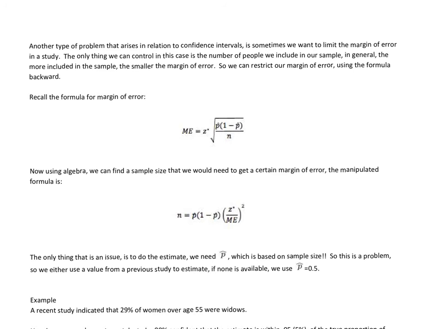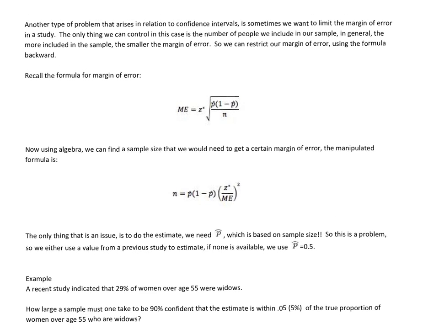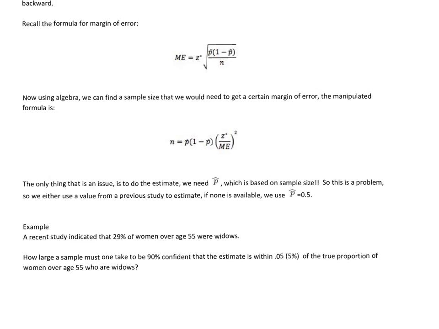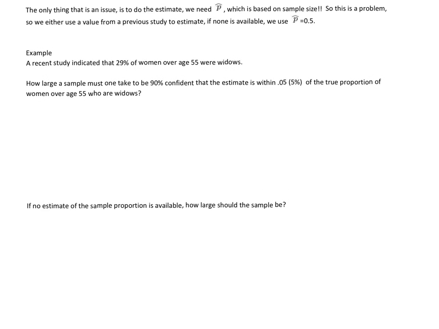Okay. The one piece of information that we need here is p hat, which is based on sample size. So what we would do here is either use a value from a previous study. So if you were given on a previous sample size what p hat is, you would use that. If you're not given a previous p hat, we use 0.5 always. Okay. So we'll take a look at a couple examples.